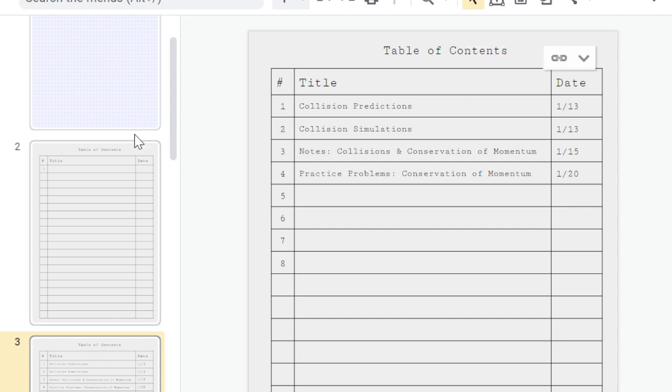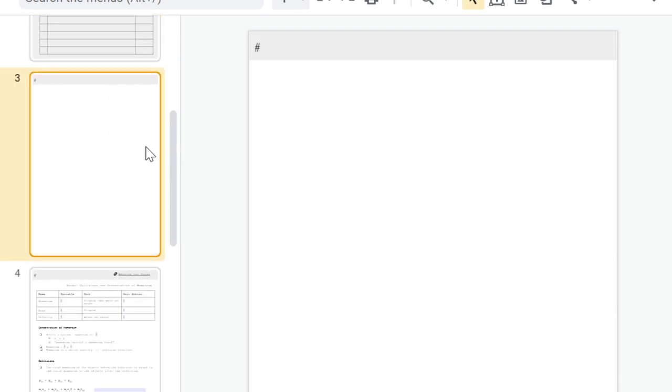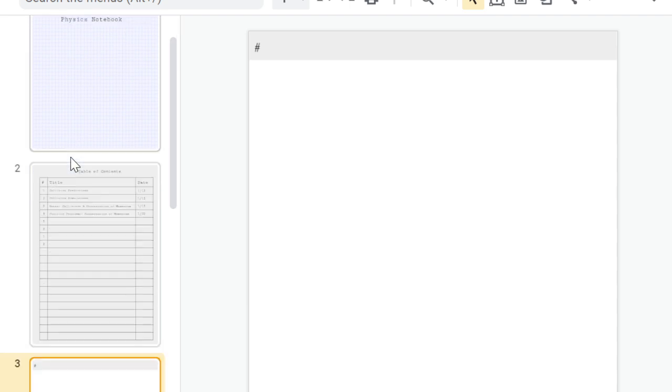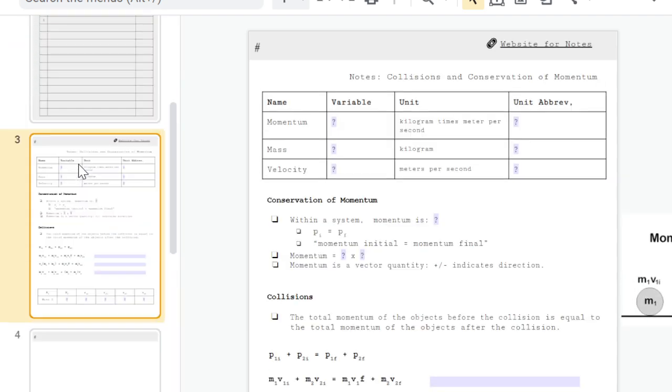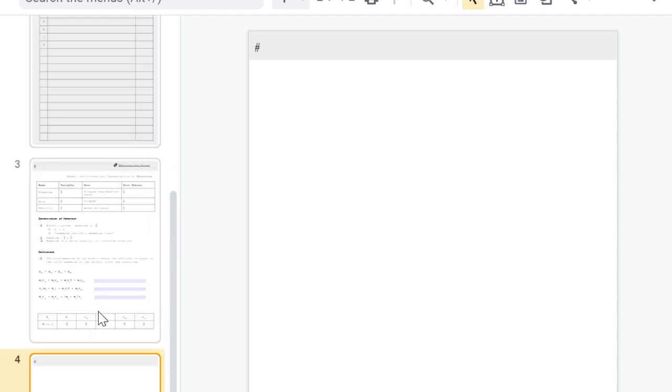Okay, so we're on the student one again. Once you have the table of contents, go in and delete your old table of contents. Then you're going to get a blank slide. Delete it. Oh, I think I just deleted the wrong one. There we go. So delete any of the blank slides.